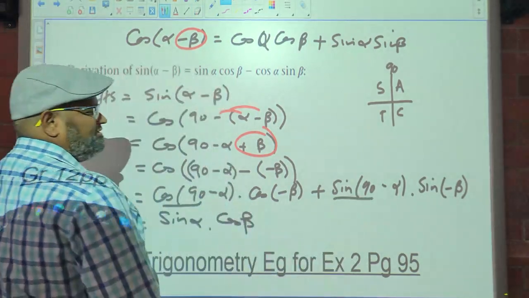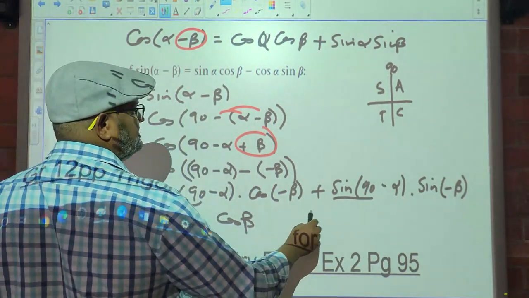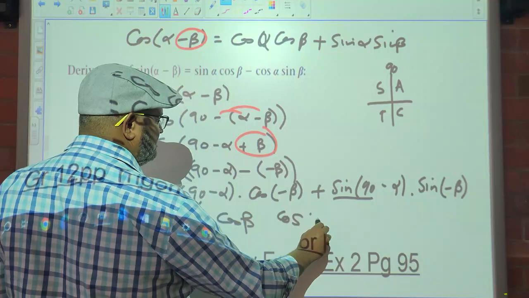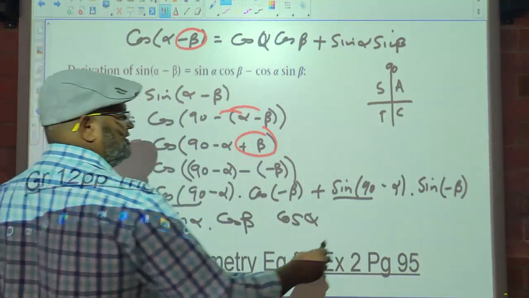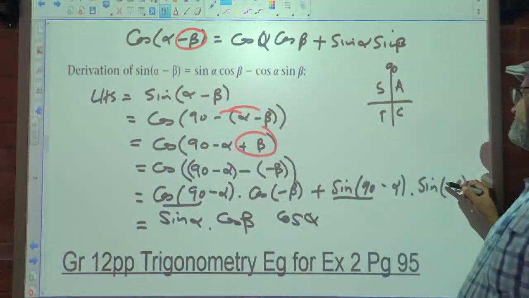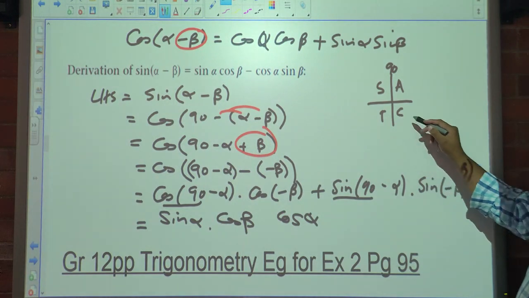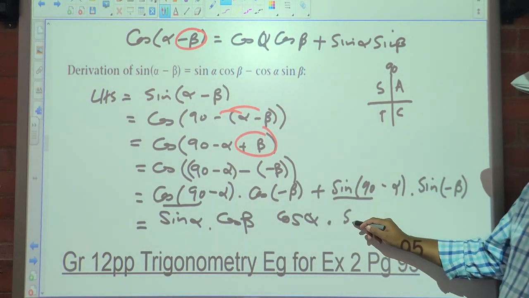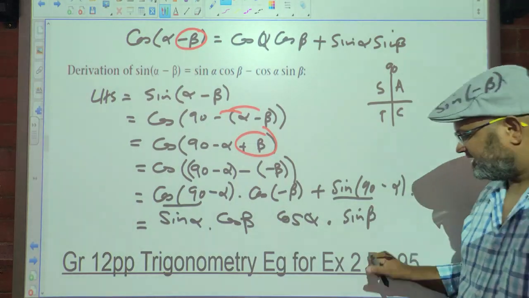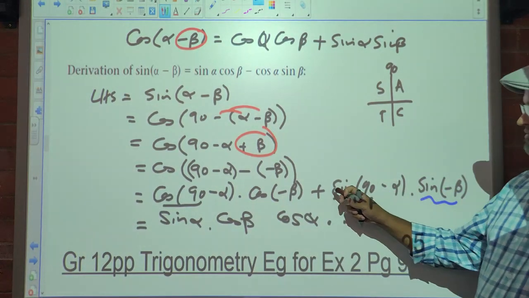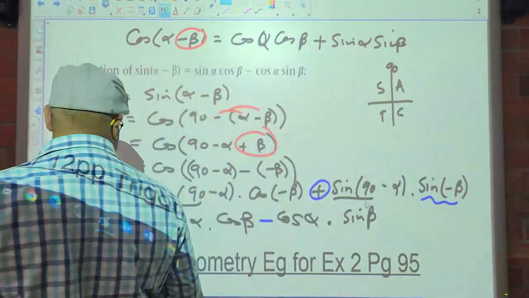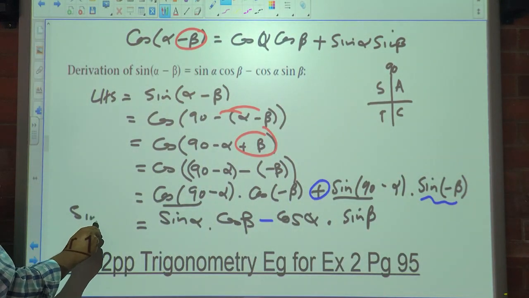90 minus, which quadrant? First. Sine positive or negative? It changes to cos alpha. Sine of minus beta, which quadrant? Fourth. Sine positive or negative? Negative. So sine beta. That negative that's coming from here is going to make this positive.